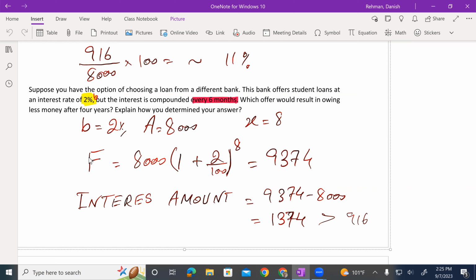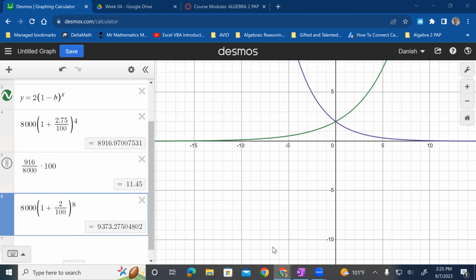Sure. Why did you put 74? Yeah, that's a good question. Let's have a look at this. In Desmos, what was the value? 9373.27. You're right. I should not be putting 74. I should be putting 73 because the change is less than 0.5, so it's a decimal value. So this is 73. Thank you.